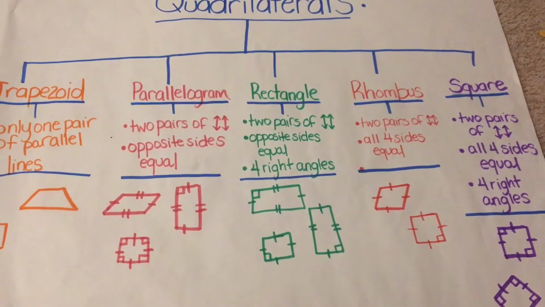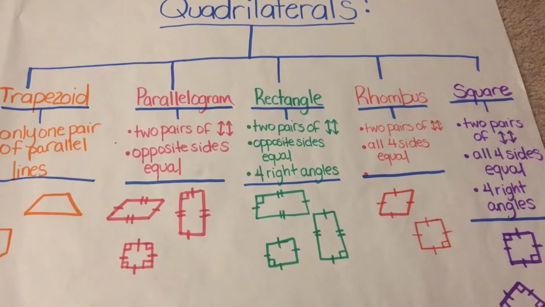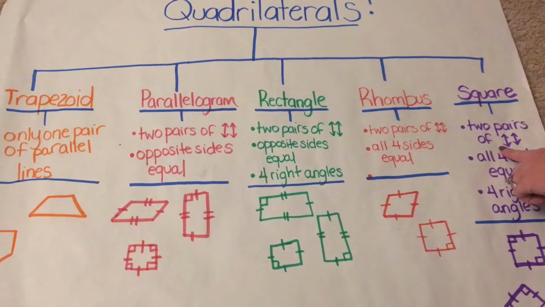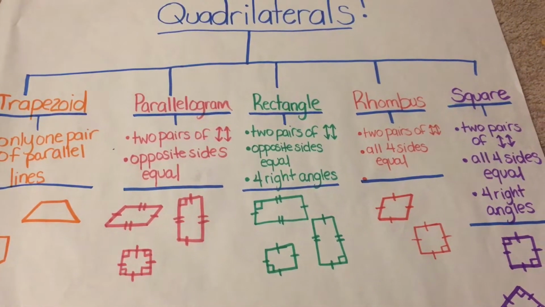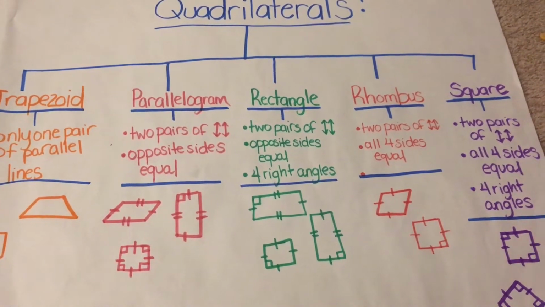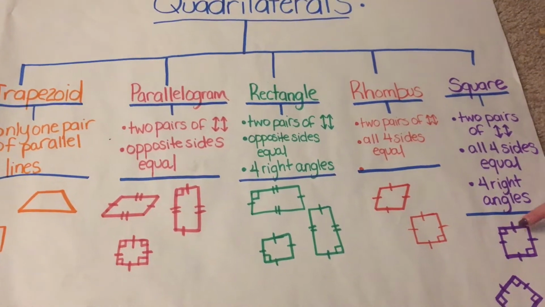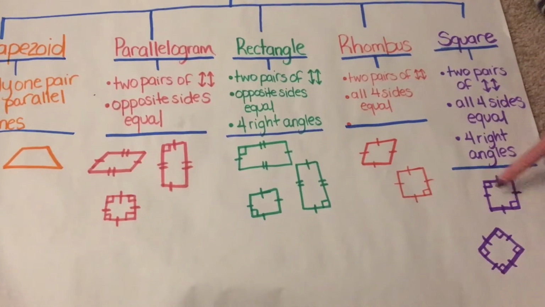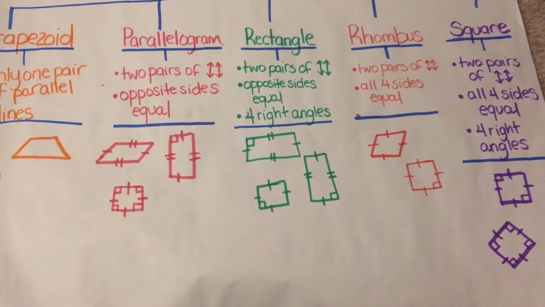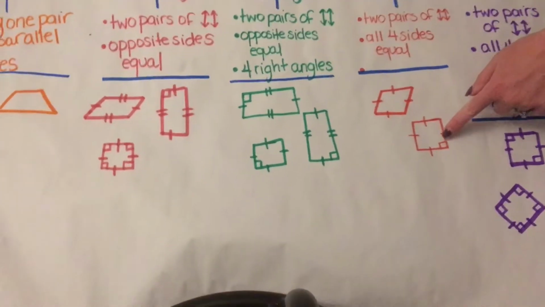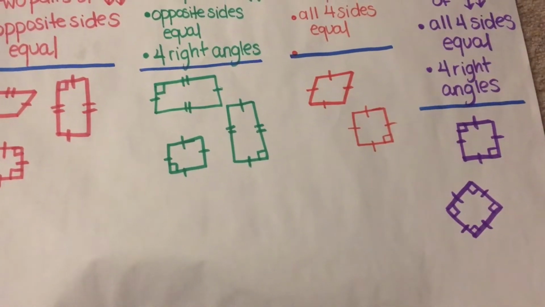Now, a square is almost like a rhombus, just like a parallelogram is almost like a rectangle. A square has two pairs of parallel sides. All four sides are equal. However, a square also must have four right angles. So if you look over here, we have all four sides equal, right angles, and it has the two pairs of parallel lines. Whereas a rhombus can have right angles, but it doesn't have to.